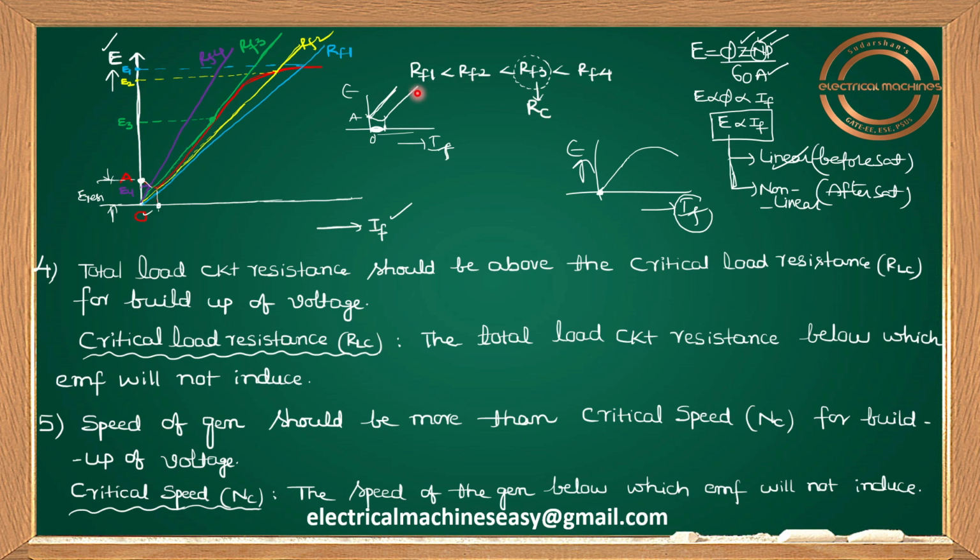So tell me, what is the definition you can give for this RF3 critical field resistance? Very simple. The total field circuit resistance above which, I mean you should think about RF4, above which EMF will not build up, or the total field circuit resistance below which EMF will induce. Yes or no? So what is the definition for critical field resistance? The total field circuit resistance above which EMF will not induce, below which EMF will induce.